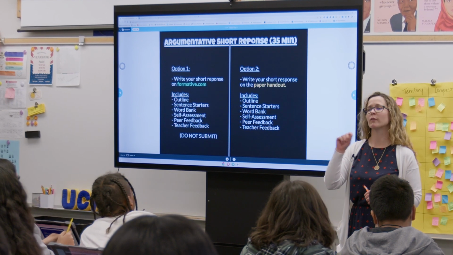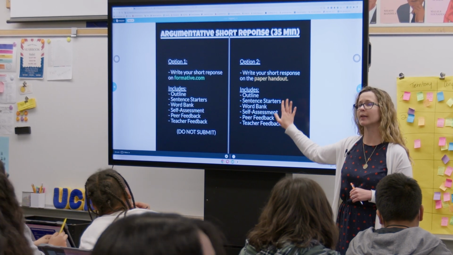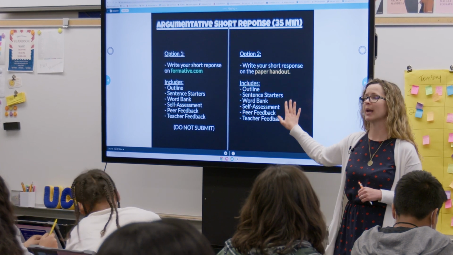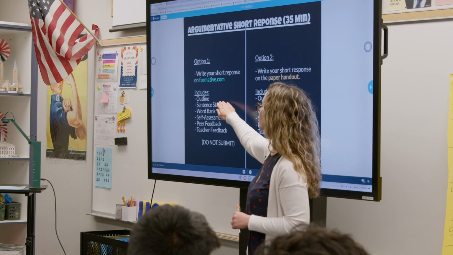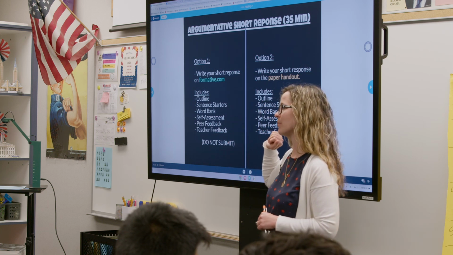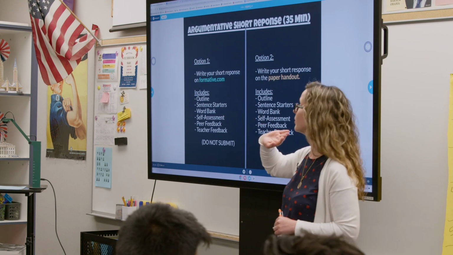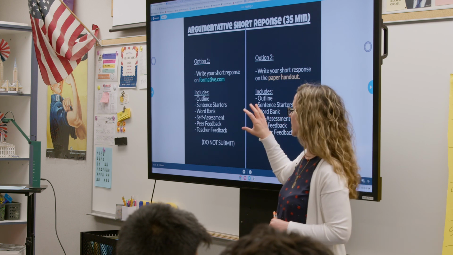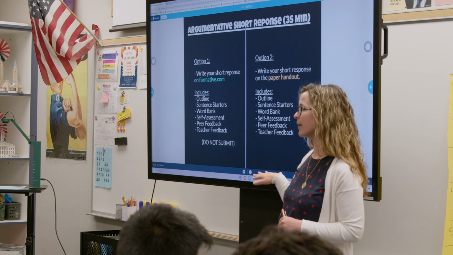Option 2, if you prefer to write it by hand, you're going to be doing the paper handout. So I do have a paper available. It is the same thing, okay? So you can either type it or you can write it by hand, okay? Both options include the same things. They both have our outline for argumentative writing that has your prompts and your sentence frames, okay? Both of them have your sentence starters that are available in English and Spanish. We have our word bank on both of them to give you ideas. And for both of them, you will be doing self-assessment, peer feedback, and teacher feedback, okay?